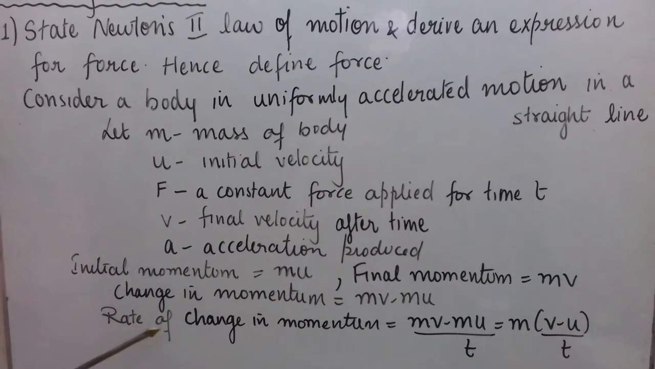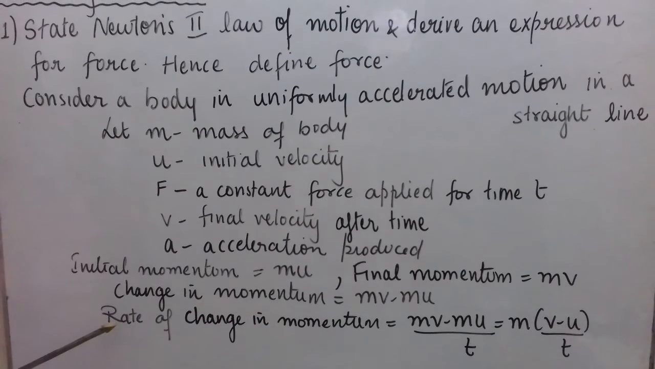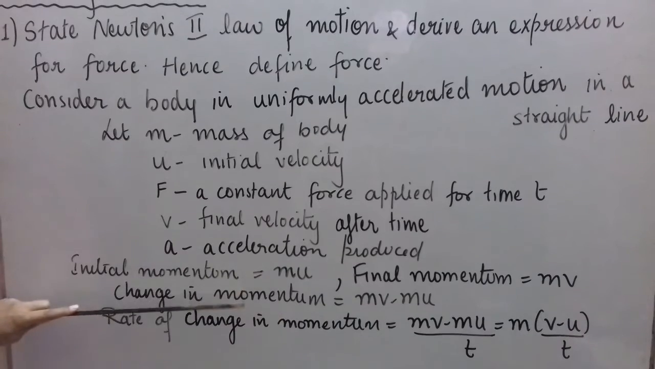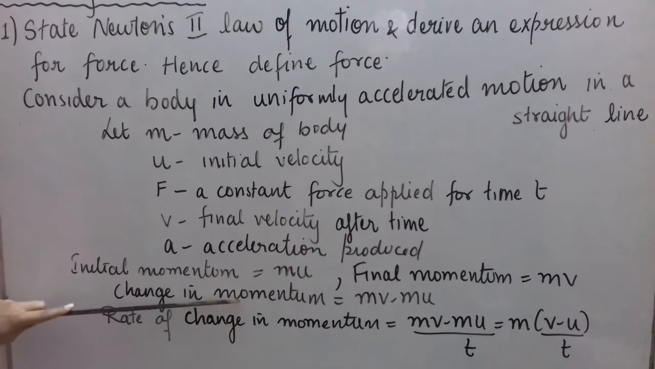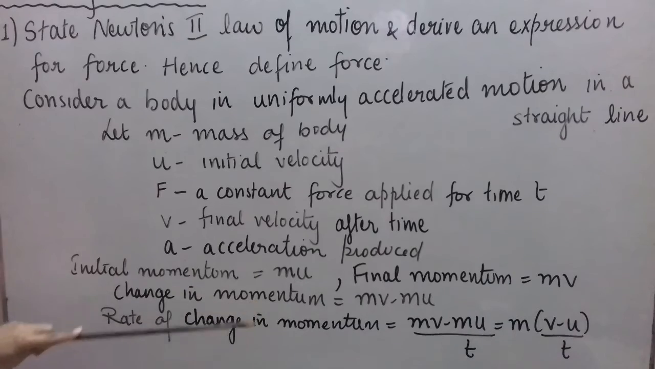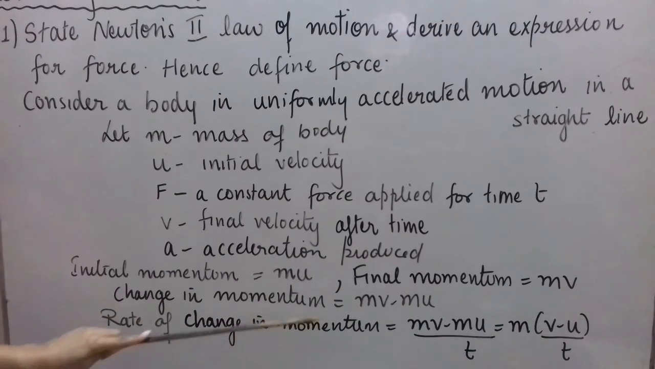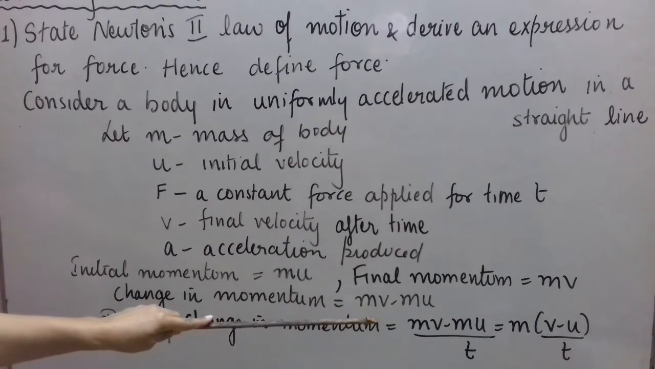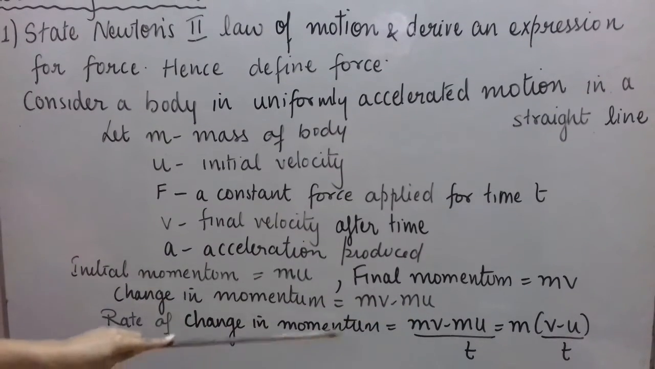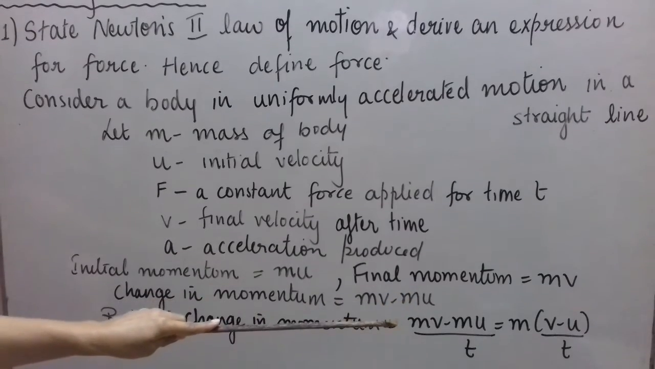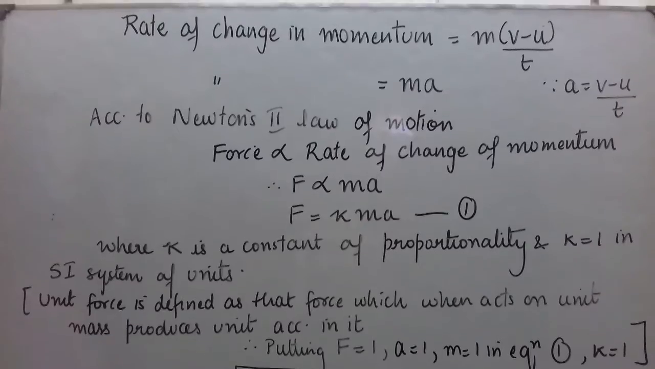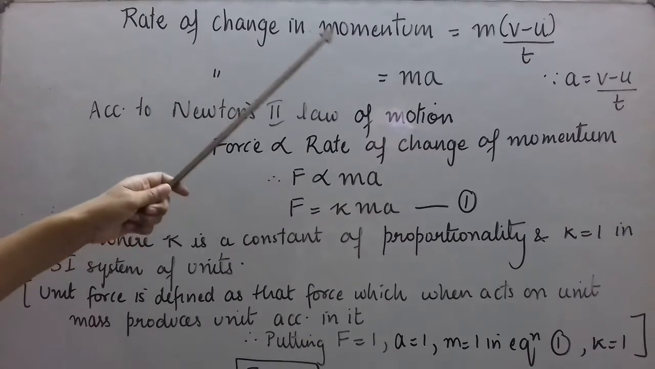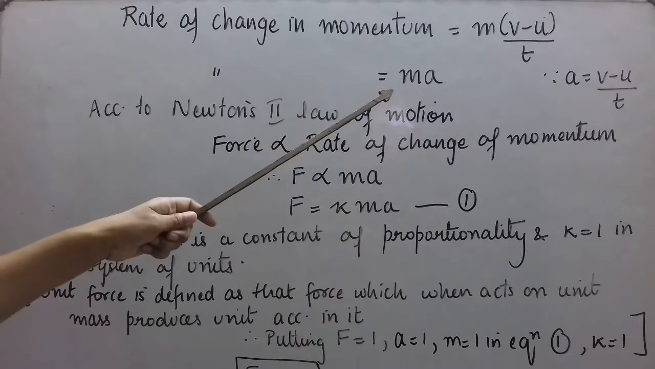Now, what is rate of change in momentum? Whenever we want to get rate of change in momentum, we have to divide this change in momentum by the time taken for this change. So rate of change in momentum will be (mv minus mu) divided by t. Let us take m common out from the numerator. So it becomes m into (v minus u) upon t. So rate of change in momentum is m(v minus u)/t.